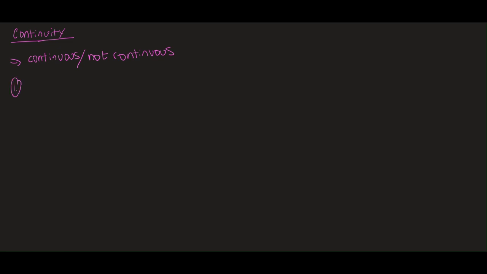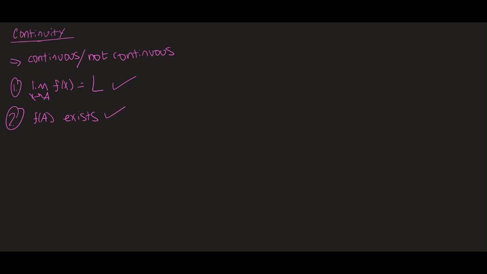The first thing to check, I guess you could say, is if the limit as x approaches some value a of f of x exists. So it equals some number, we'll just call it L. And the second thing you want to look for is if the function at that value a exists.